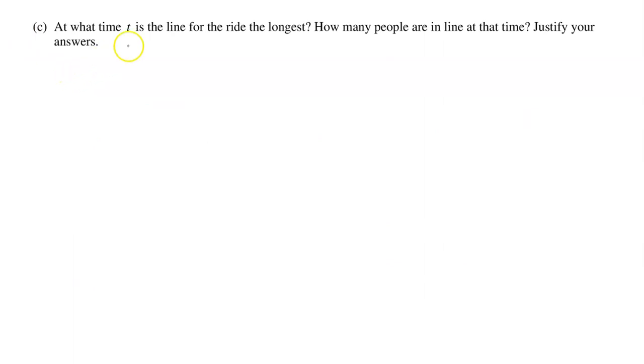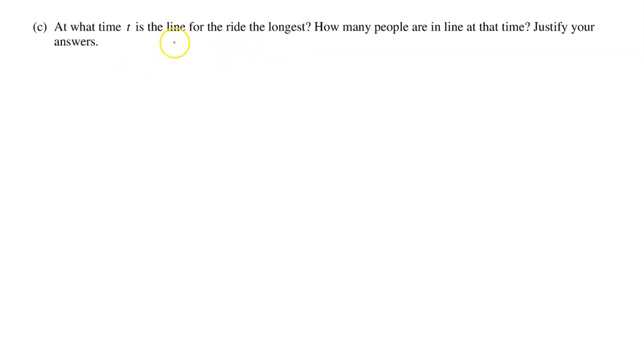Part C. At what time t is the line for the ride the longest? How many people are in line at that time? Justify your answers. Part C is basically asking us to find the absolute maximum number of people in line during the 8 hours that this ride was in operation.